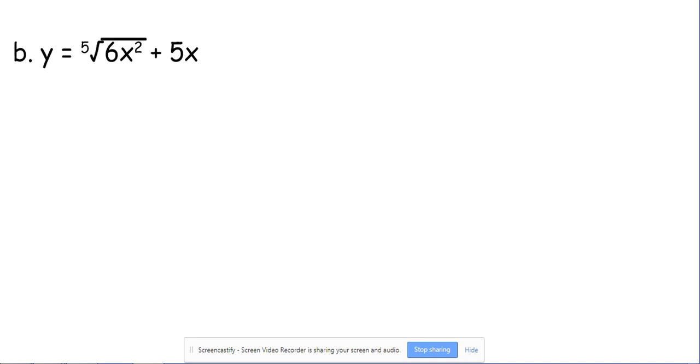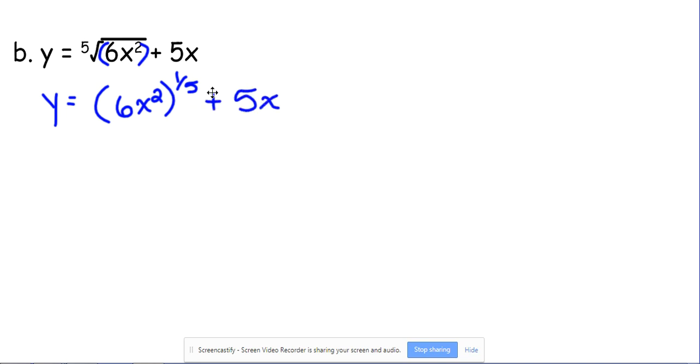So let's be careful. Let's take a second and rewrite this one first before we take the derivative of it. So y is equal to this whole thing right here is under the fifth root. So that's how we're going to write it. We're going to write it 6x squared plus 5x to the 1/5 because that's representing the fifth root.